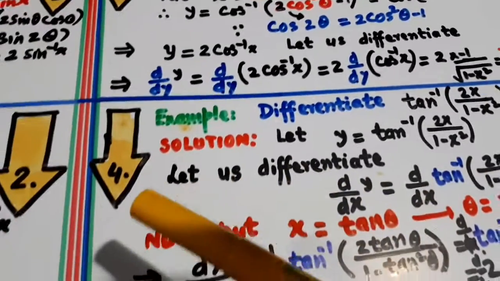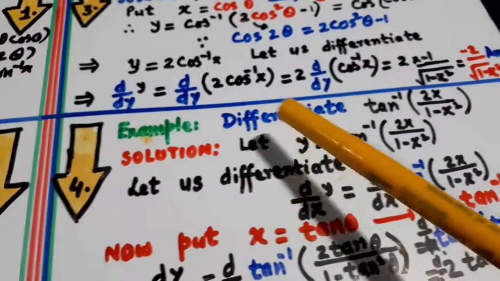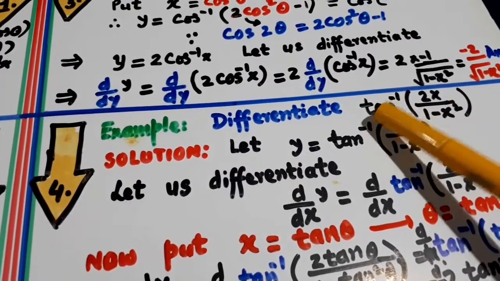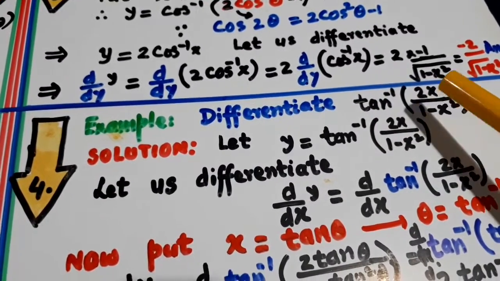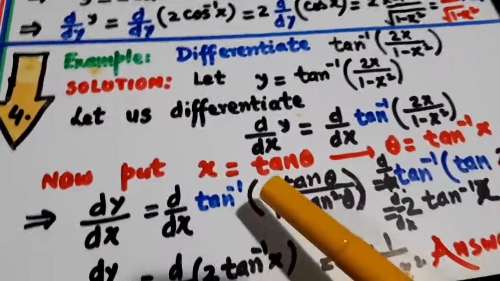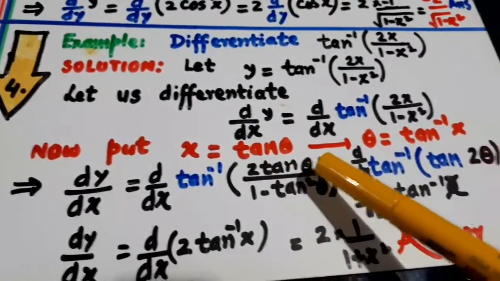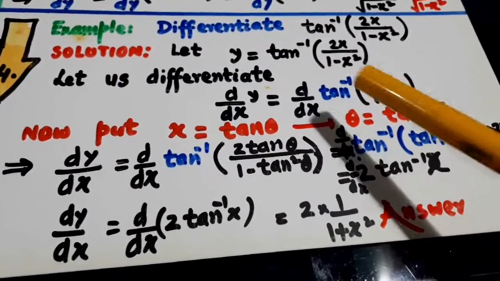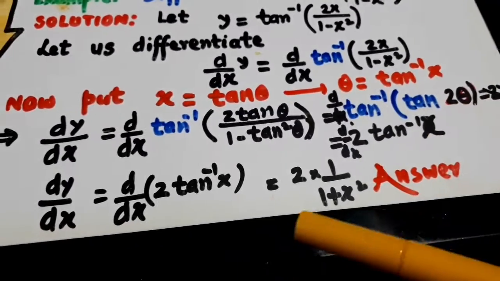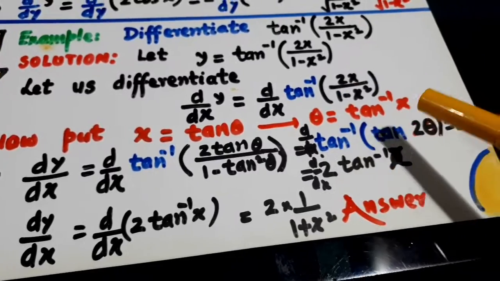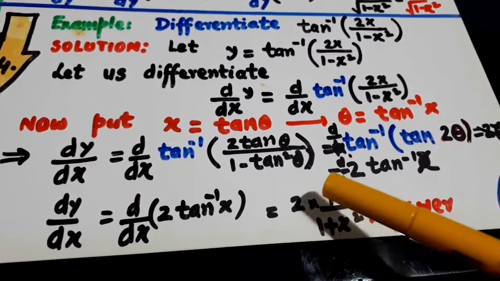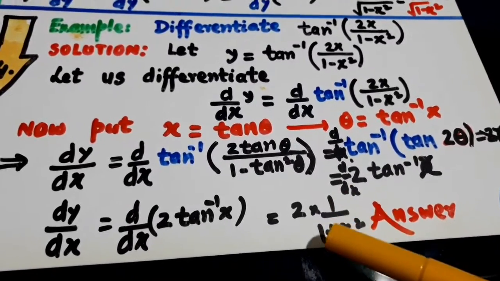Now let us go to the last one. This is differentiate tan inverse 2x over 1 minus x square. अब आप देखिए tan में कोई ऐसा फॉर्मूला होता है? Yes. देखिए 2 लिखा हुआ है, 2 थीटा का होता है. So tan 2 theta. So ultimately on substitution put x is equal to tan theta. It will reduce to tan inverse of tan 2 theta, that is 2 theta. And theta is tan inverse x. So 2 tan inverse x, derivative is 2 into 1 over 1 plus x square.